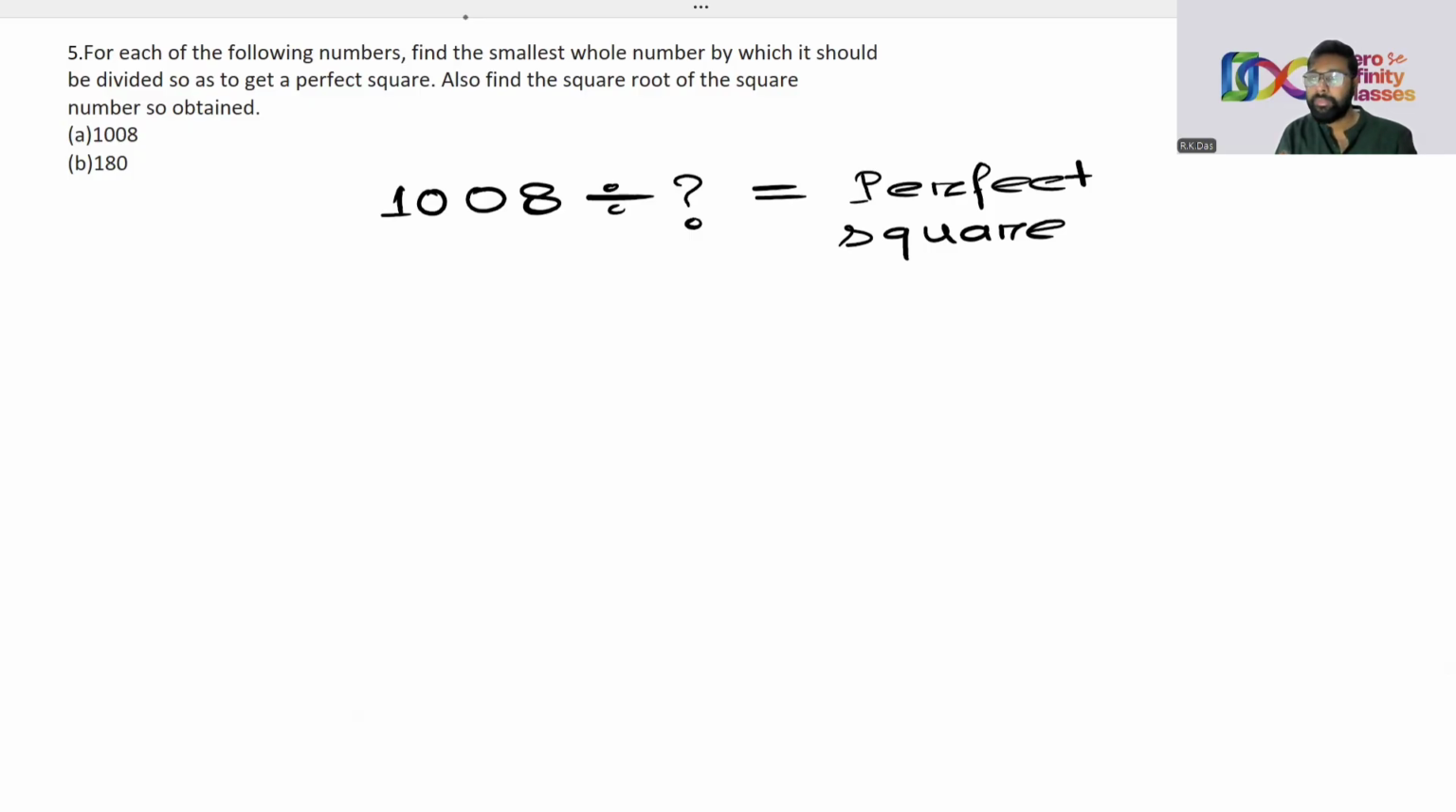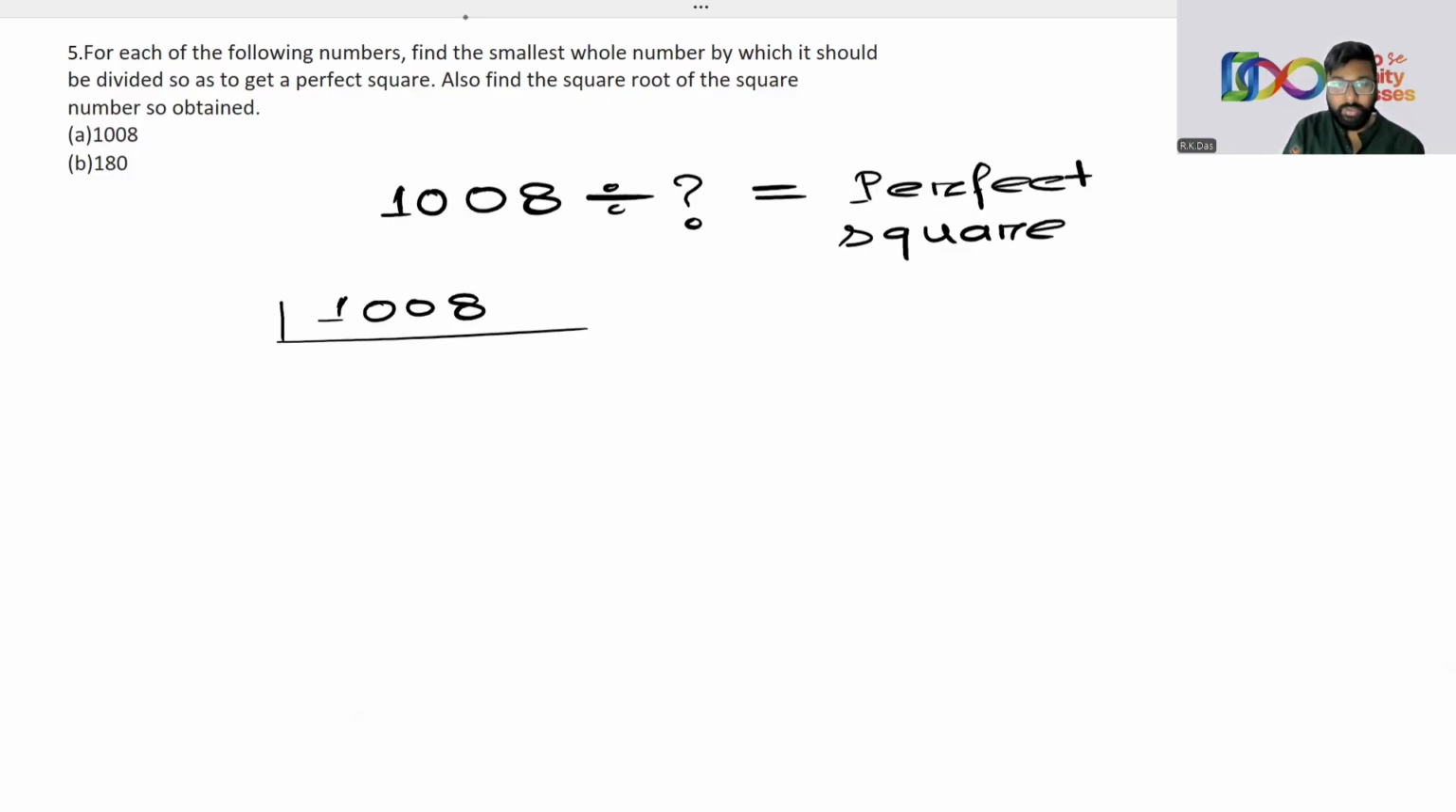The process is the same. Here also we are going to use the prime factorization method. Again, I'm repeating: when it comes to solving this type of question based on division and multiplication, we use the prime factorization method. But when it comes to solving this type of math based on addition and subtraction, the long division method is used. So again, 1008.